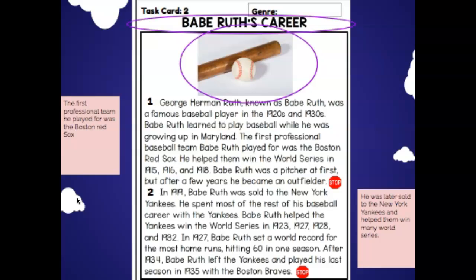After 1934, Babe Ruth left the Yankees and played his last season in 1935 with the Boston Braves. So I'm going to just jot a note on the side. He was later sold to the New York Yankees and helped them win many World Series.